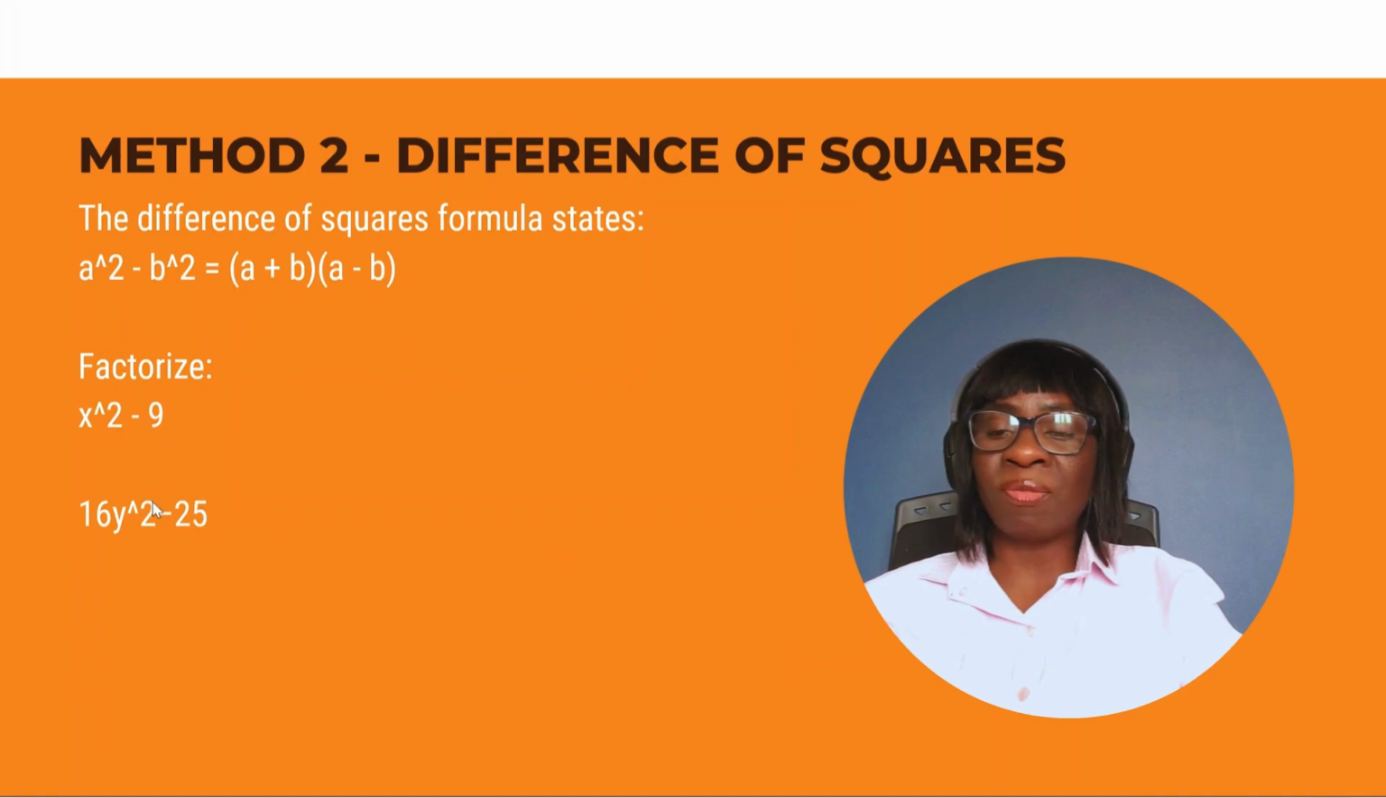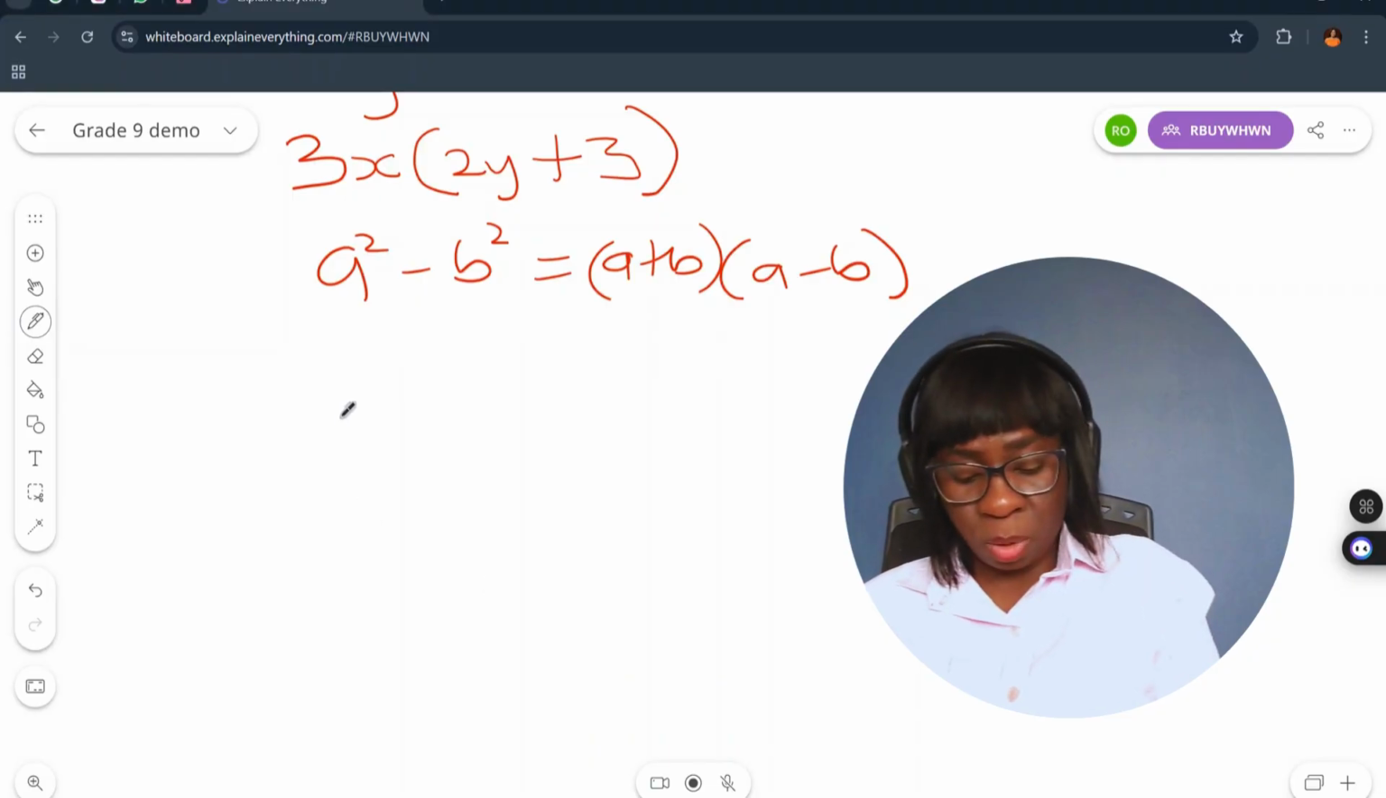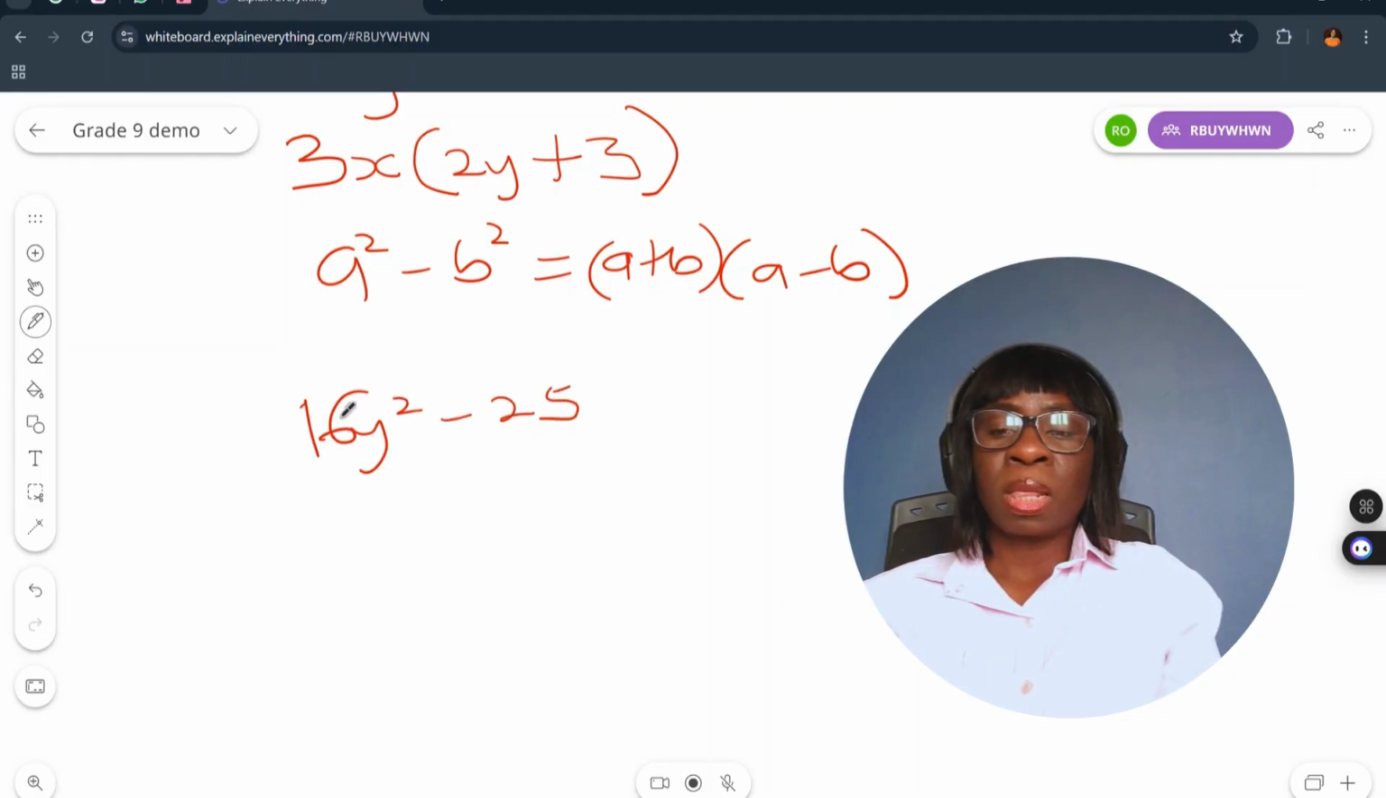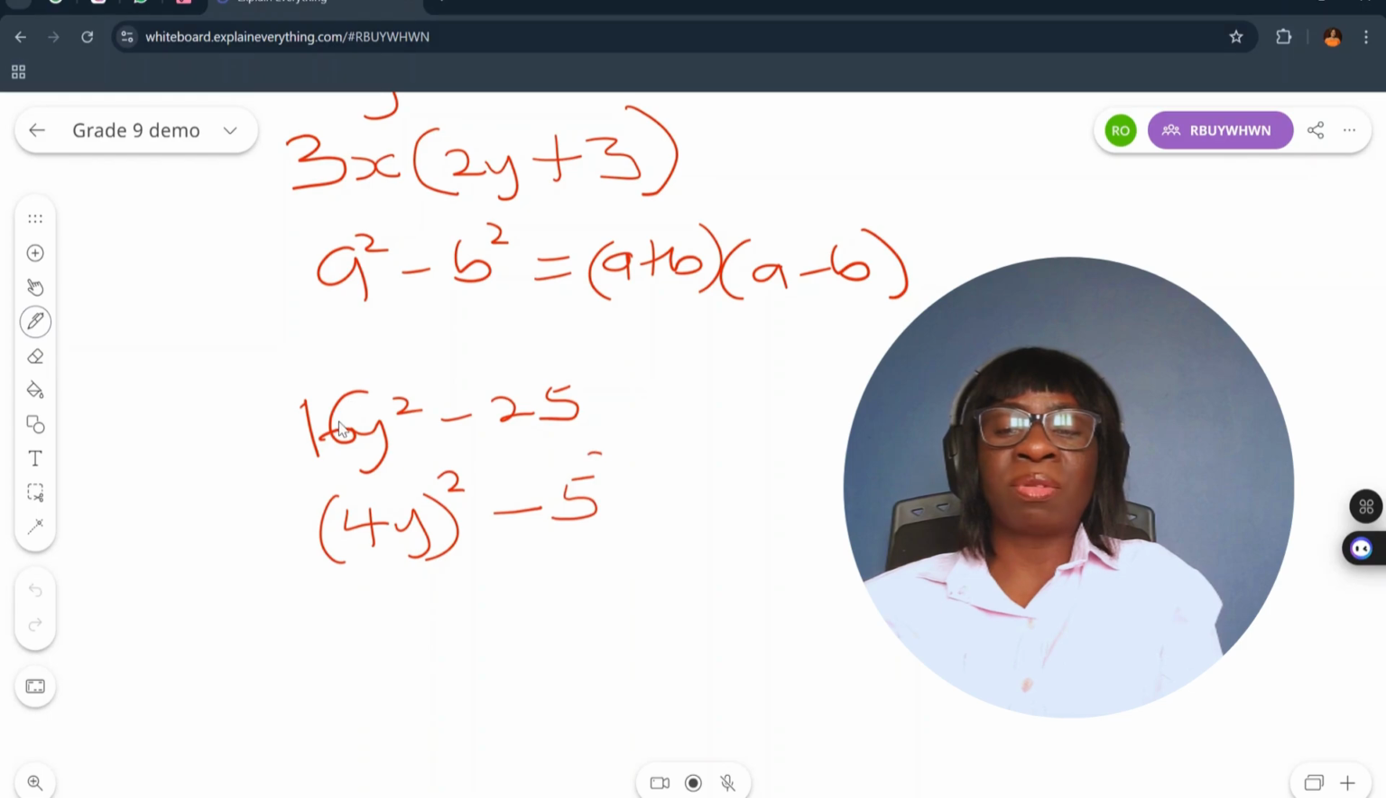Now let's factorize. Let's do the second one: 16y squared minus 25. If you look at this now, we have everything in square. Since this is a perfect square, let's put it in square so that we have 4y all squared. This means 4 times 4 is 16, y times y is y squared, then minus 25, that will give 5 squared. We've written it in this form.